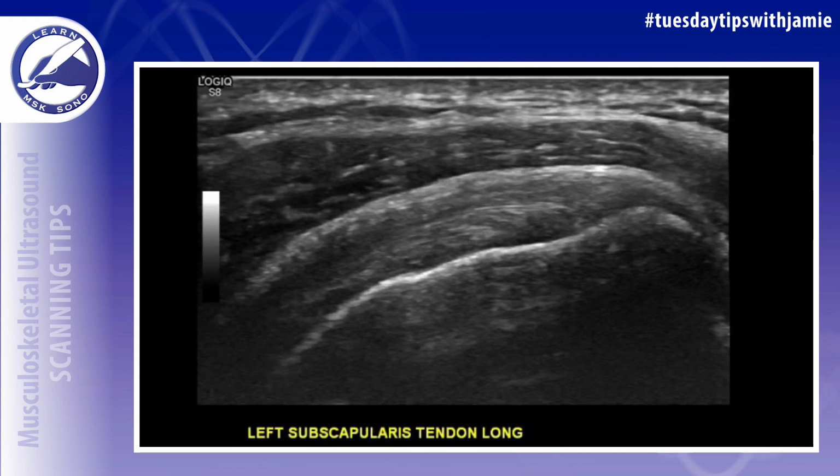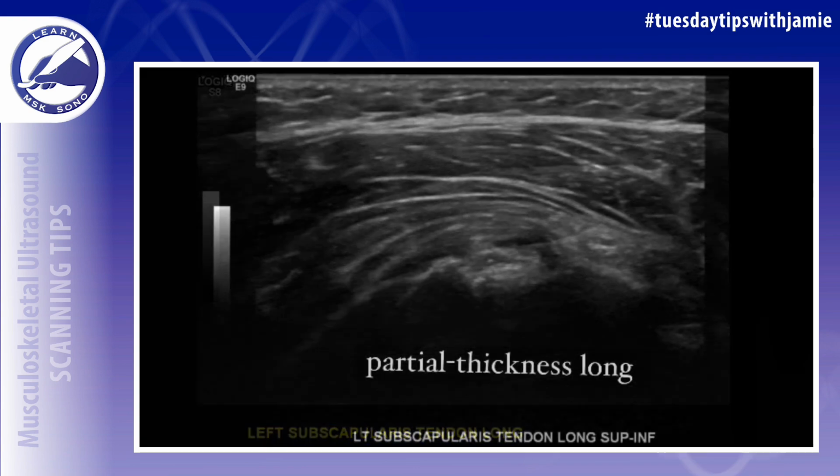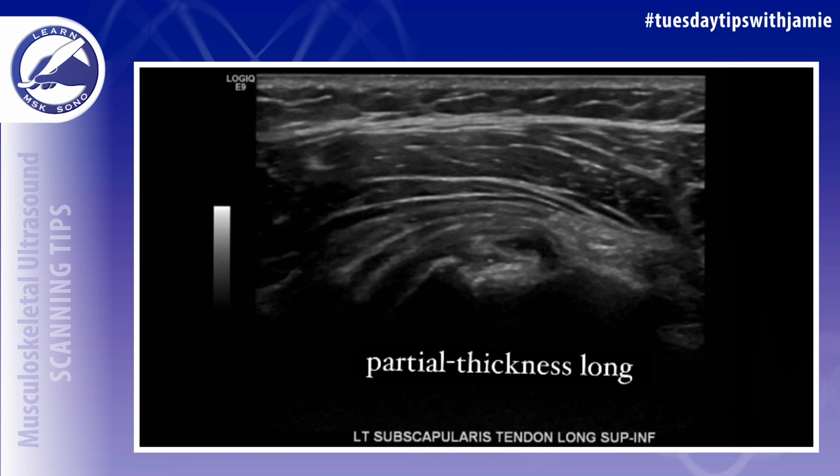While performing MSK ultrasound of the rotator cuff tendons, the examiner should also be evaluating the tendons for pathological findings such as tendinosis and tears.